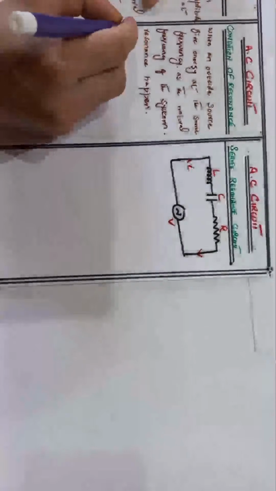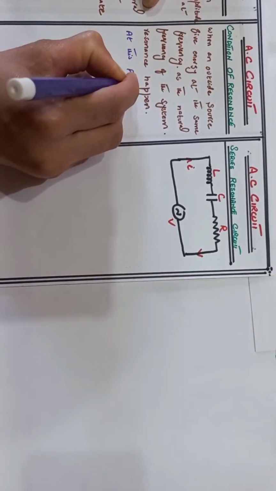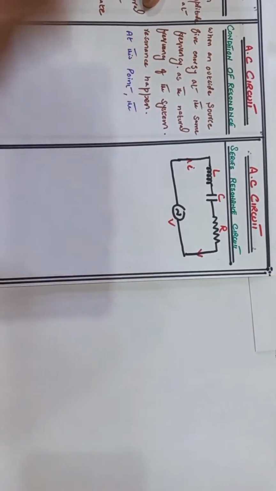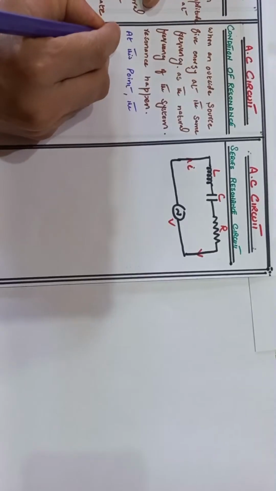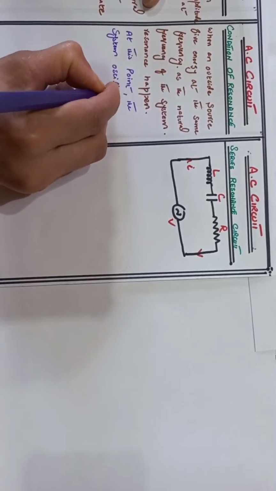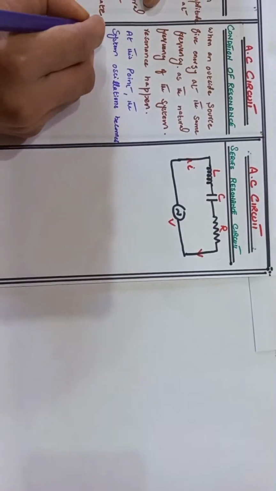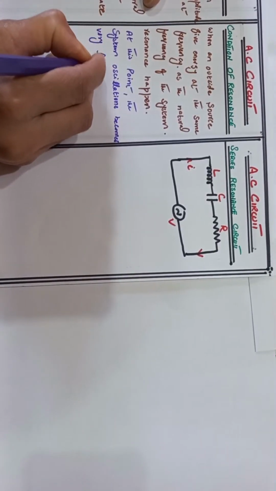So here we write that at this point, the system oscillation becomes very large. This is the condition of resonance: when the outside frequency becomes equal to the natural frequency of the system, resonance happens. At this point, the system oscillation becomes very large.